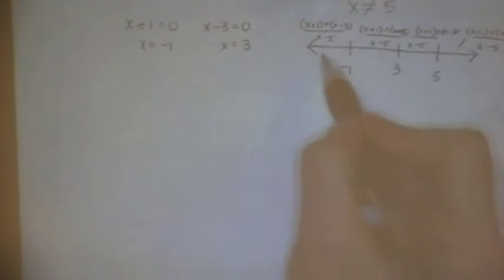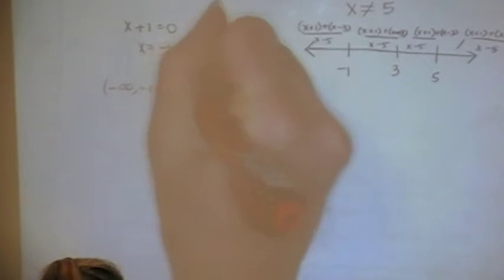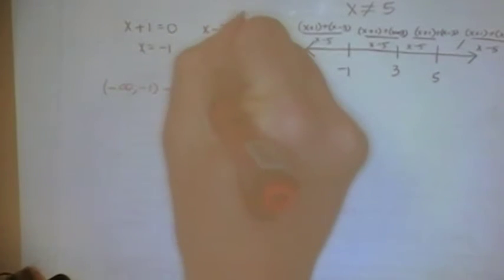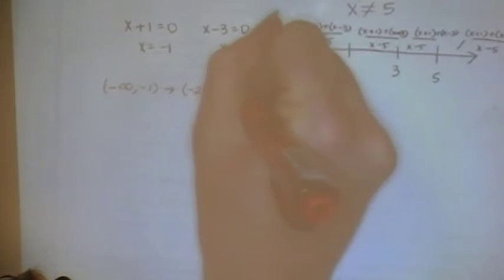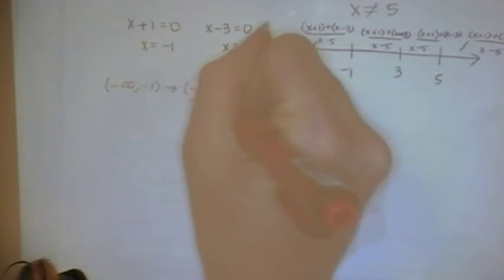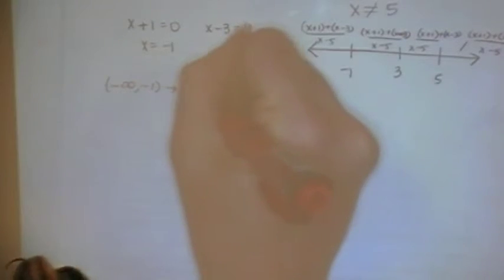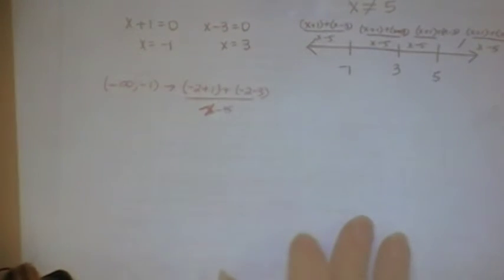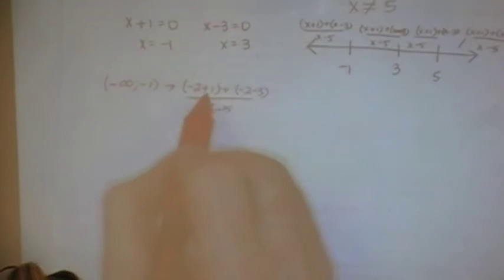So my first interval is from negative infinity to negative 1. I'm going to plug in any value there that I want to, so I'm just going to use negative 2 because that's easy. I do not really care what happens in the denominator right here, so I am not even going to mess with it. I can just leave it as x minus 5 because it really doesn't matter right now. All I'm trying to figure out is whether or not these pieces become positive or negative.